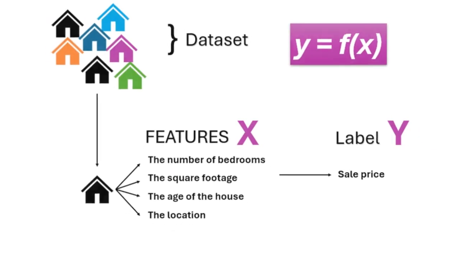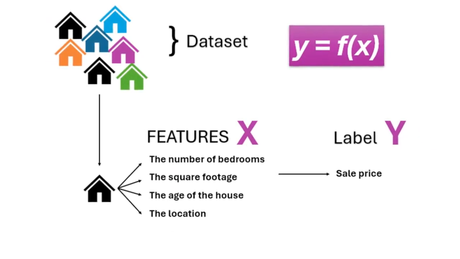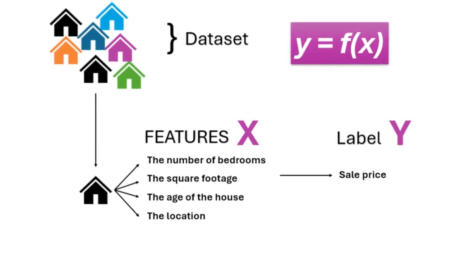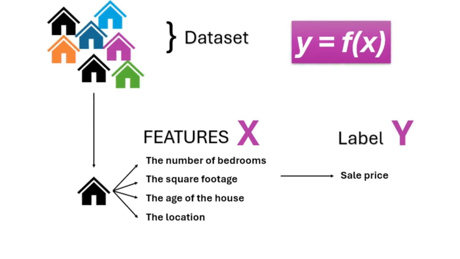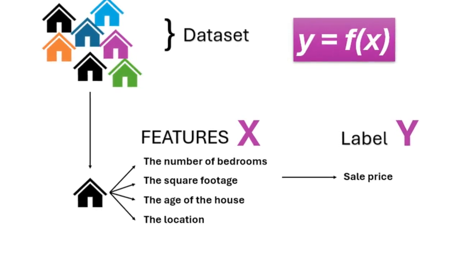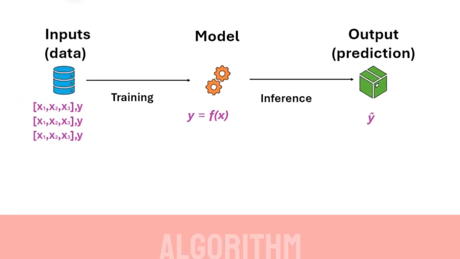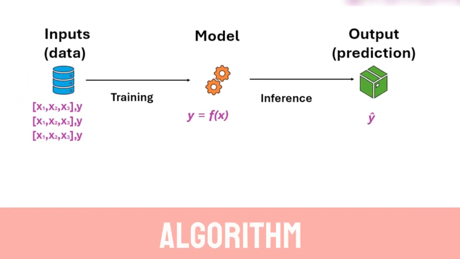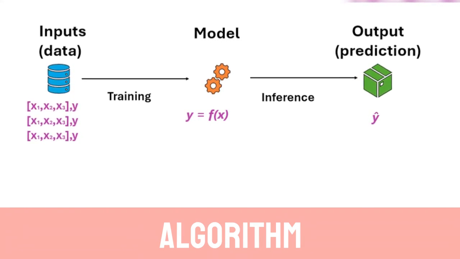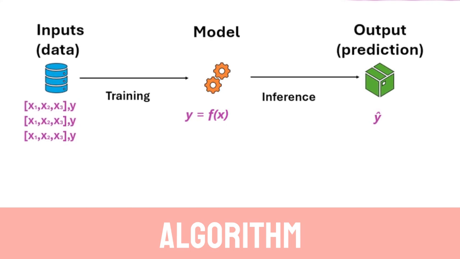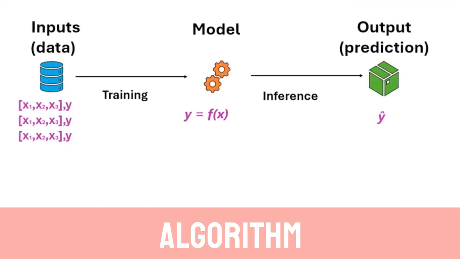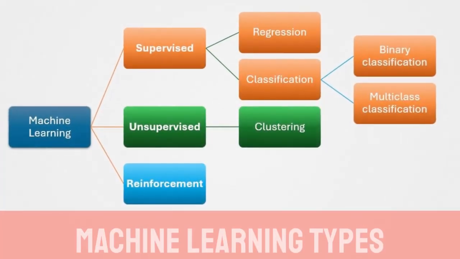Next is the algorithm. The algorithm's job is to figure out the relationship between the house features and the final price. It tries to find a general rule, a sort of hidden formula that can be used to predict the price of any house, even one it hasn't seen before. In mathematical notation, where the algorithm is a function, y equals f of x. The model gives you a prediction which is a calculated guess. In math, we show that as y hat to distinguish it from the true value.